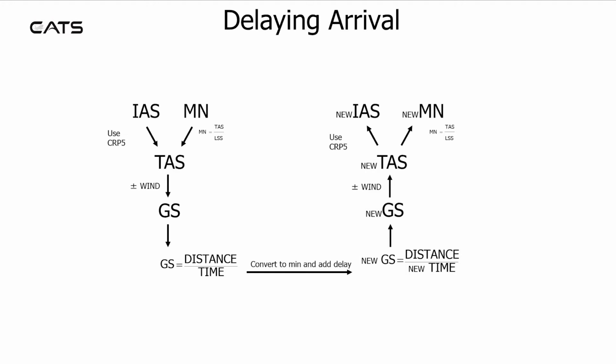Now just go back up the other arm of the U, so to speak, with the new ground speed. If you added the wind before, subtract it now. If you subtracted the wind before, add it now. That will get you a new TAS. If you've left your CRP5 alone from before, you can now just read across the new indicated airspeed. And if you kept your local speed of sound from before, you'll be able to calculate your new Mach number.